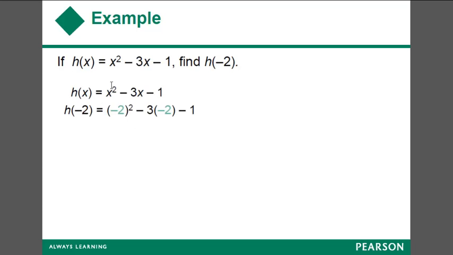Notice I wrote down my original problem, and then right underneath it I'm writing h of negative 2. And I'm replacing my x's with negative 2. Again, I will caution you, make sure that you're placing whatever value of x inside parentheses, because it will change your answer if you do not. So negative 2 squared will become 4. Negative 3 times negative 2 is 6 minus 1. 4 plus 6 is 10 minus 1 is 9. So h of negative 2 is 9.